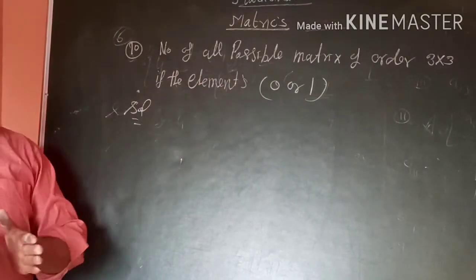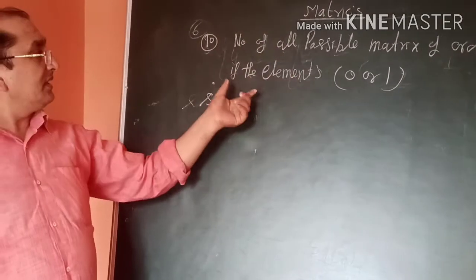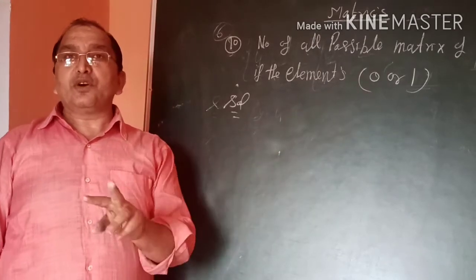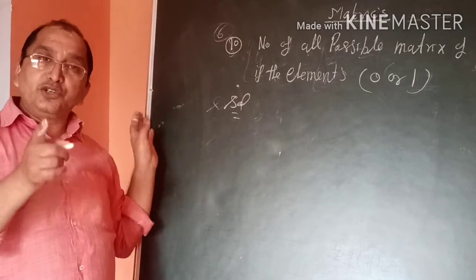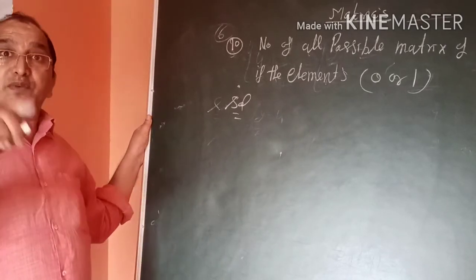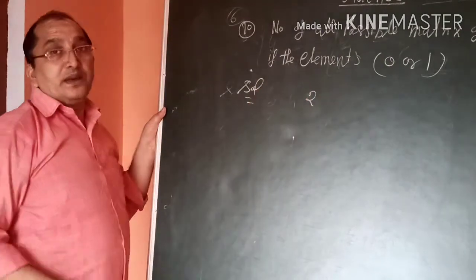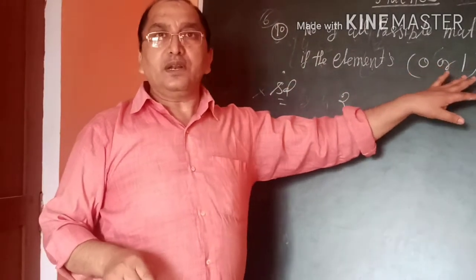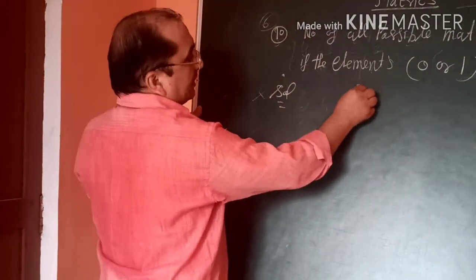The number of possible matrices, the number of possible orders of the matrix of 3 cross 3 if the entries of the elements are 0 or 1. 0 or 1 means in this 3 cross 3 matrix, either 0 can be inserted or 1 can be inserted. Means there are two ways by which we can insert these numbers, either 0 or 1. Means what is the order? Order is 3 cross 3.